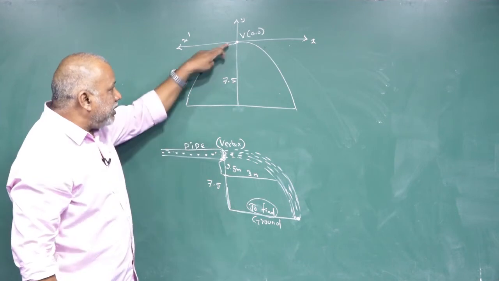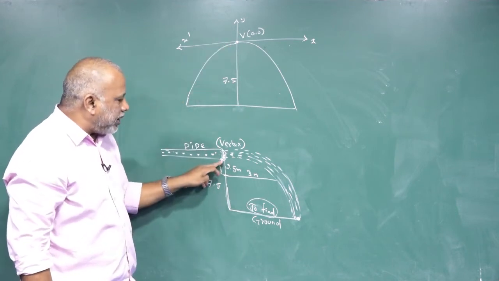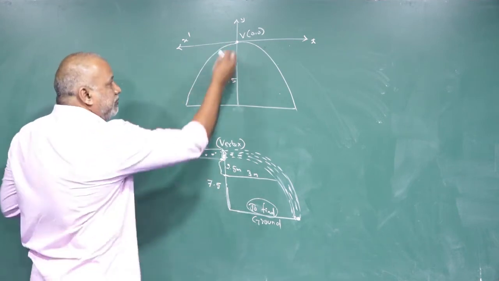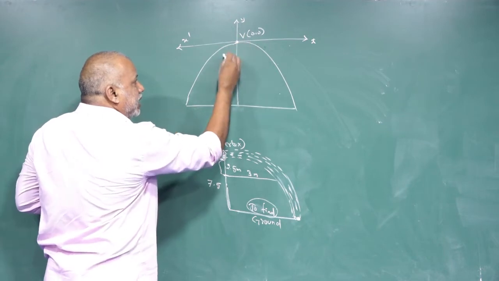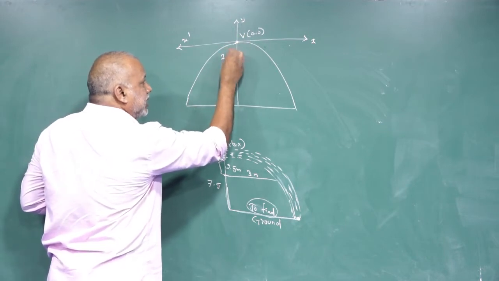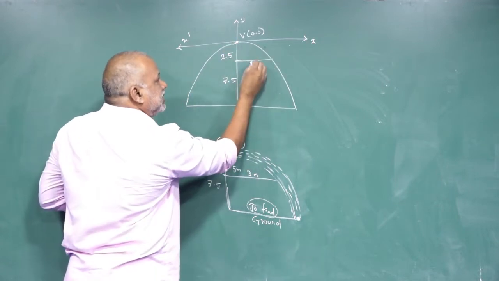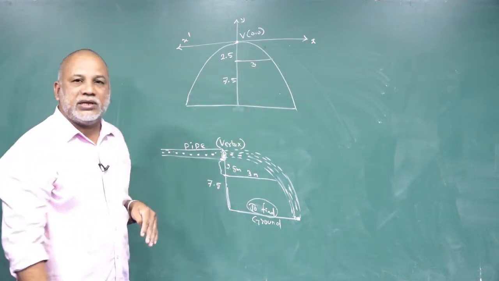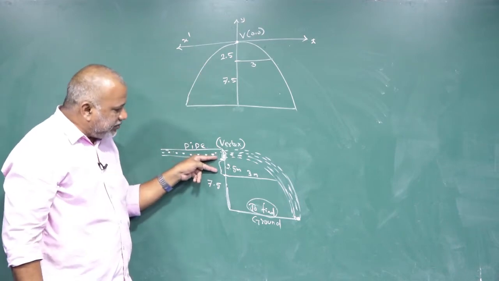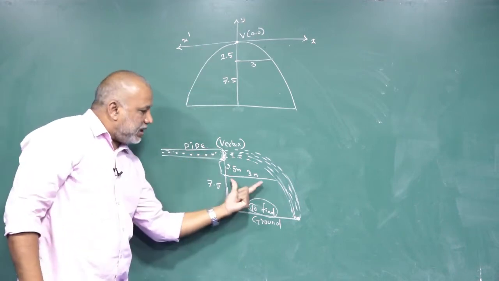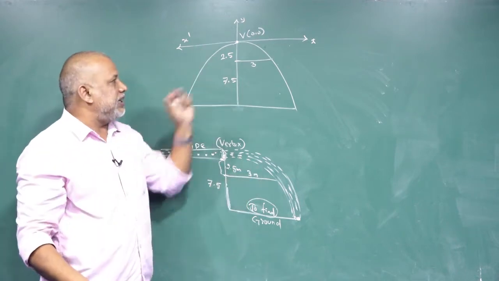7.5 meter. From the vertex, 2.5 meter below. So from this vertex, I can take 2.5 meter below. How much distance of the water curved out? 3 meter. So this is the concept. 2.5 meter below the vertex, the water curved out 3 meter.